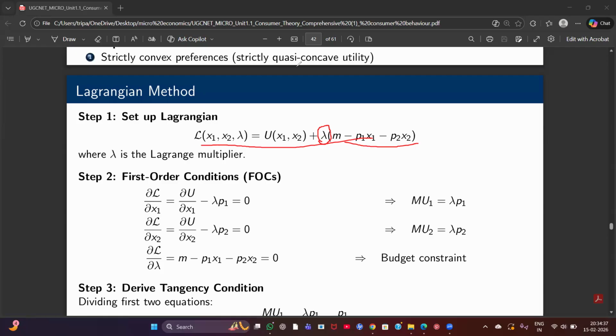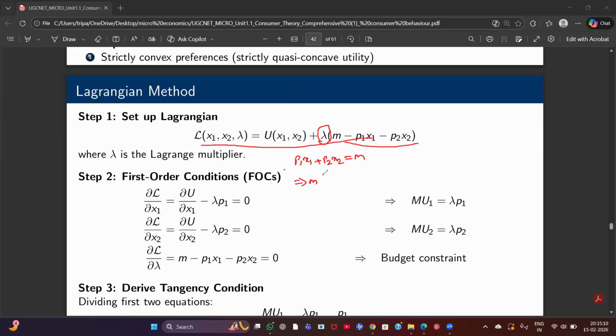One thing to remember here: when I say plus lambda, the budget constraint should be written in this way. First my constant term, then take all the variables. My budget constraint equation is P1 x1 plus P2 x2 equal to m. This is my constraint.